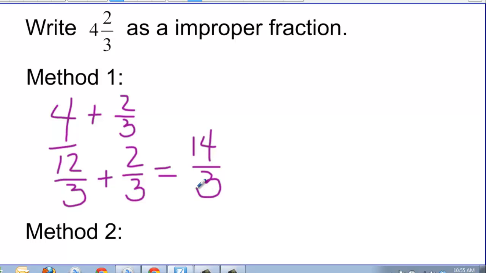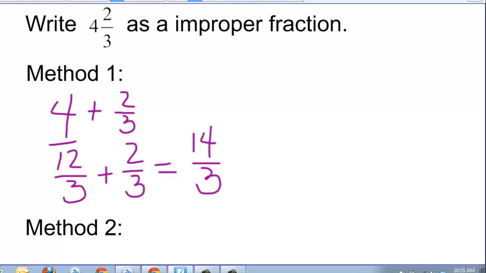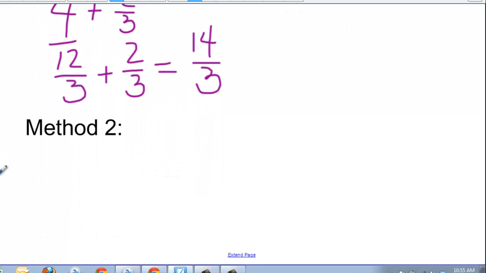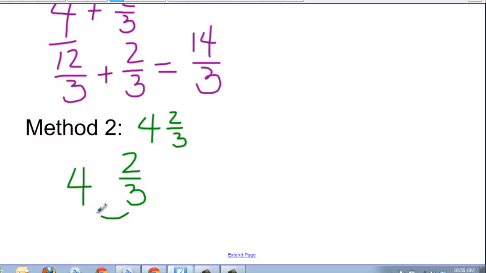So that's one way of writing 4 and 2/3 as an improper fraction. The other way, the second method, is probably the one that you're more familiar with. So remember, we have the number 4 and 2/3. So I'm just going to rewrite that here. And the kind of simple way of doing this is, if I write it like this, I'm going to take 3 and I'm going to multiply that by 4. And that will give me the number of thirds there are in 4 wholes.